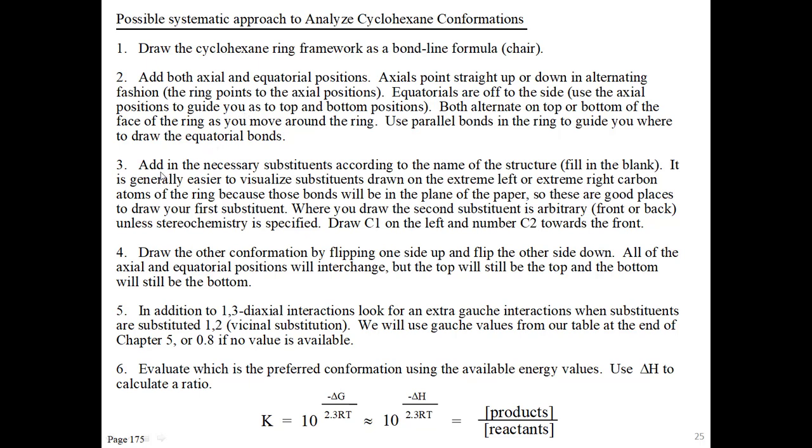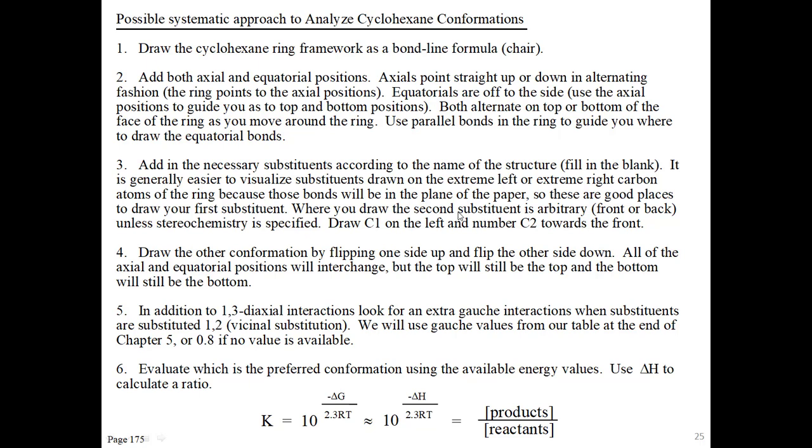Remember, they will alternate on top and bottom, both of them. Okay, then we want to add in the necessary substituents. Well, I'm going to give you something with 2 substituents. So that'll be 2 things that you have to put on according to the name. Everything else will be hydrogen. Okay, so those would be easy to fill in, but the 2 substituents have to be in just the right spot. Okay, I'm going to have you draw C1, according to the name, on the leftmost carbon, and then number towards the front for C2, 3, 4, and so forth.